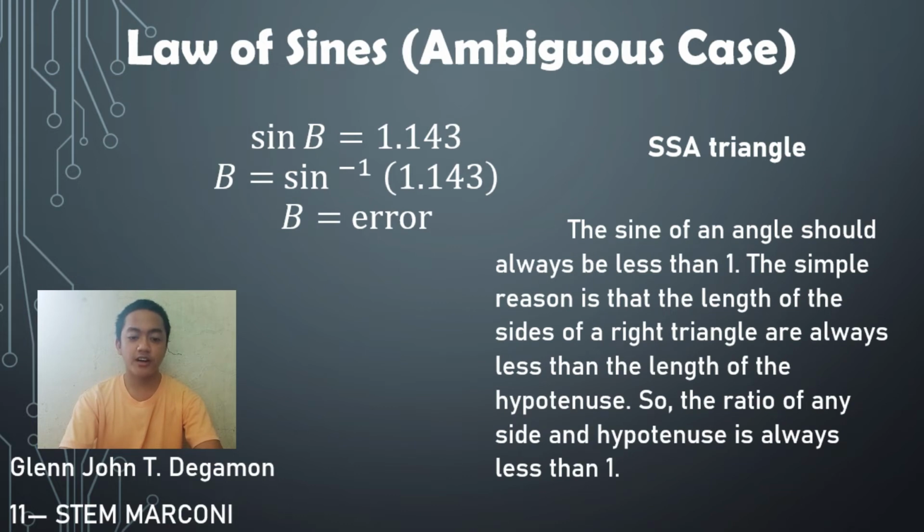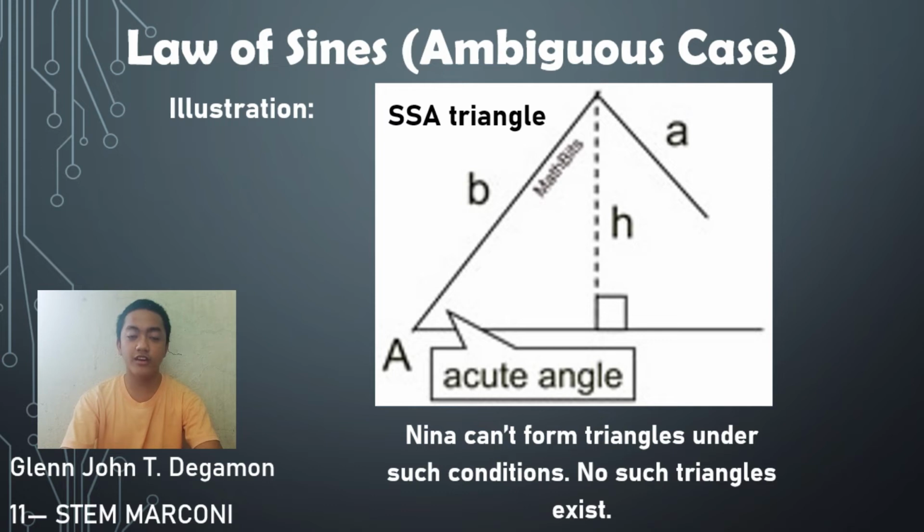Notice that sine B is equals to 1.143, but sine theta or sine B can't be greater than 1 because sine should always be less than 1, because the two legs of a right triangle are always smaller than the hypotenuse, which means that sine can't be greater than 1. So this means that sine B is equals to 1.143 is already an error just by evaluating it. Arc sine of 1.143, this will be an error.